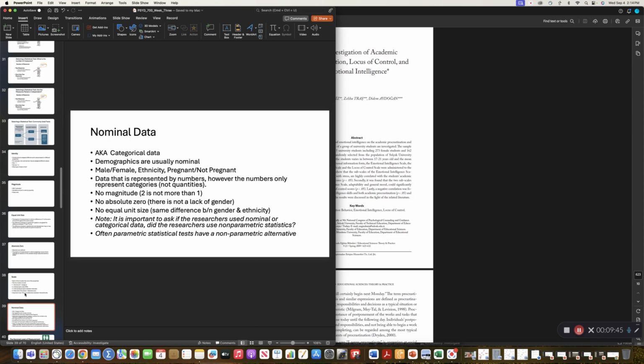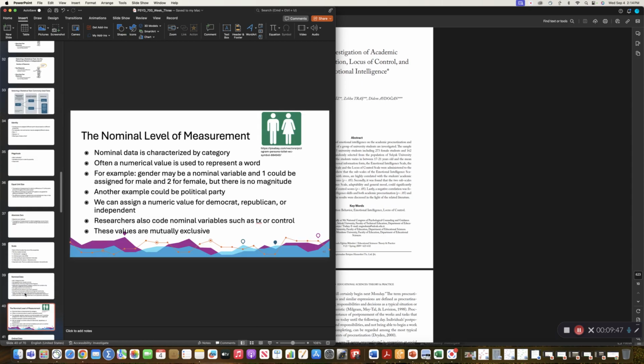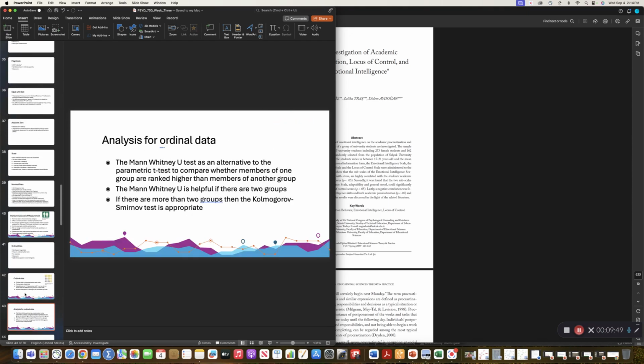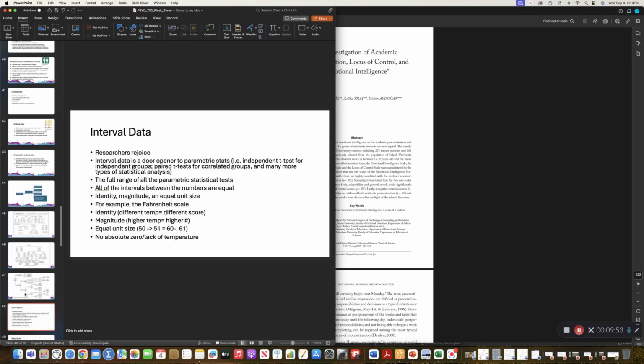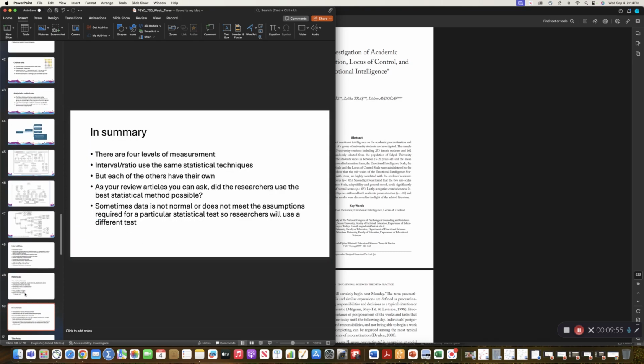In our next episode, we'll talk more about nominal, ordinal, interval, and ratio level data and the types of statistical tests that you can use with each type of data.